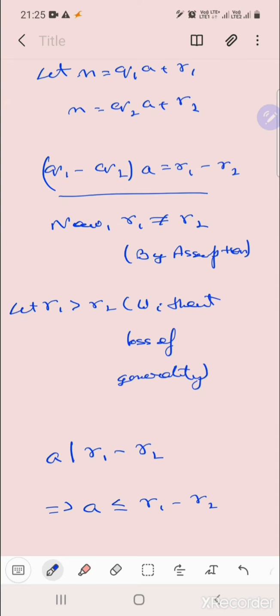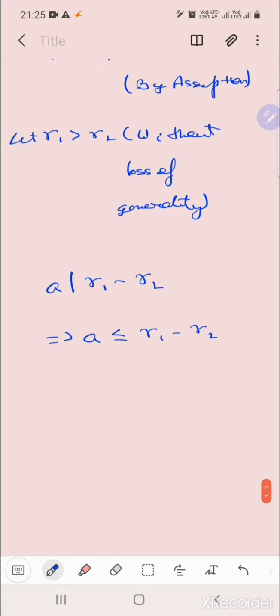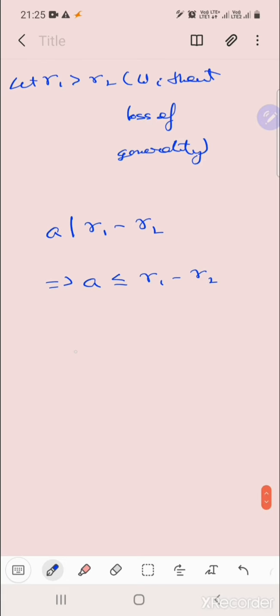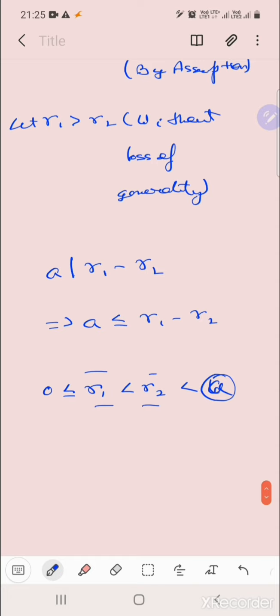Now there is a slight glitch. What happens is that r1 and r2 will always be less than a, the divisor. R1 and r2 values will always be less than the divisor. I will explain to you why they will always be less than the divisor.